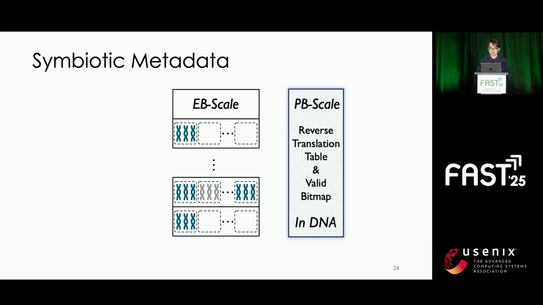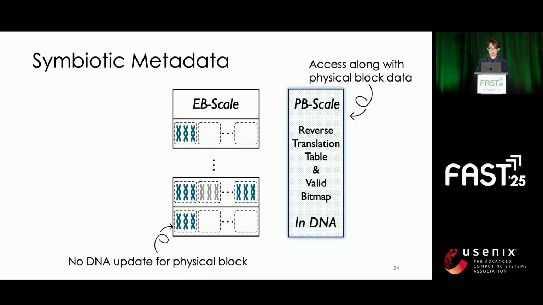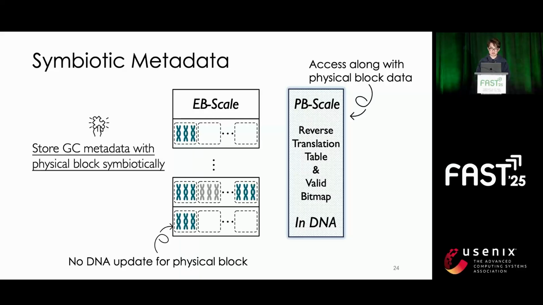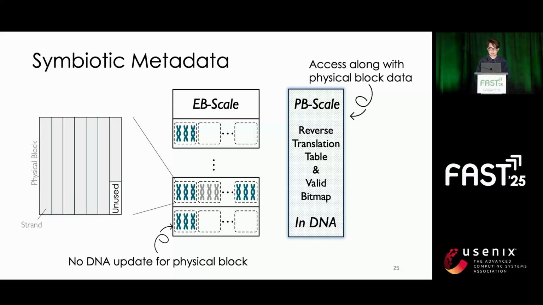We propose symbiotic metadata to reduce the maintaining cost of the GC metadata. First, we observed the GC metadata is always accessed with the block data. Second, we observed that the physical block is updated out-of-place, so there is no DNA update for a physical block. Based on this observation, we store the GC metadata with the physical block symbiotically to eliminate the DNA updates.